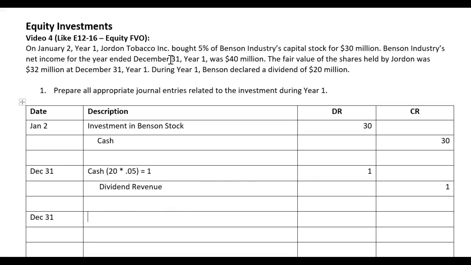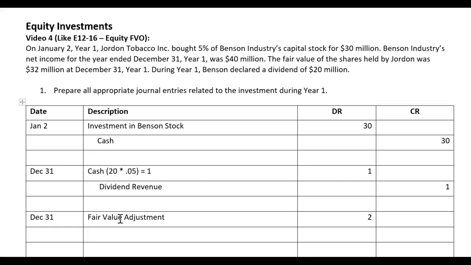So let's check fair value. Currently, the stock is worth 32 million. Is it the same? No. We actually then have to record an entry. Did we gain or did we lose in value? Well, it went from 30 to 32, so we gained 2 million in value. So we need to increase, and we're going to use that same fair value adjustment account. We need to increase the value of the asset on our books. So to do that, we have to debit the fair value account for the 2.